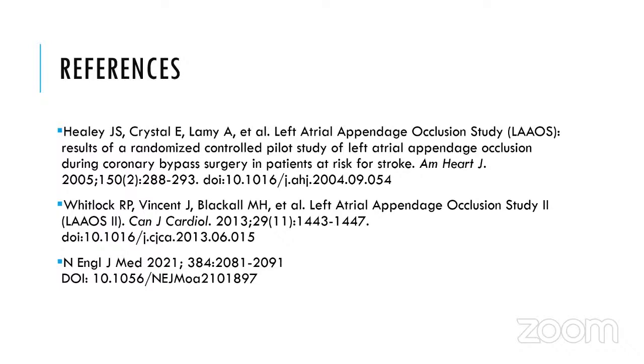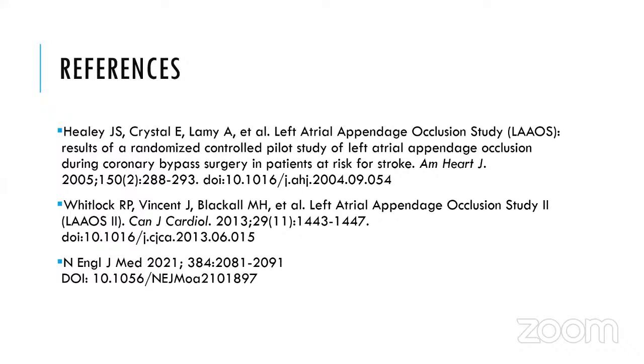Hello? Hey, doctor. We all agree that the closure of left atrial appendage during cardiac surgery is a safe procedure, and does not add time to cross clamp, and there's minimal complications.